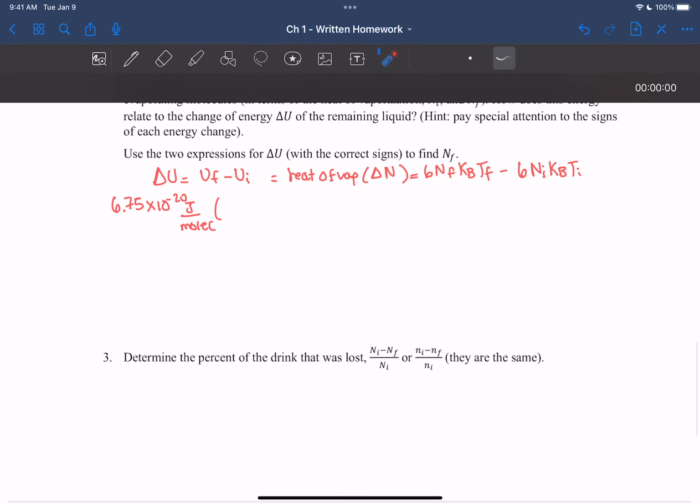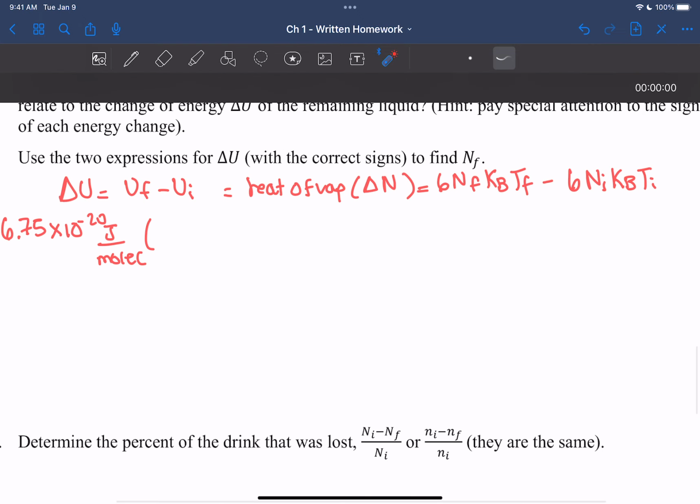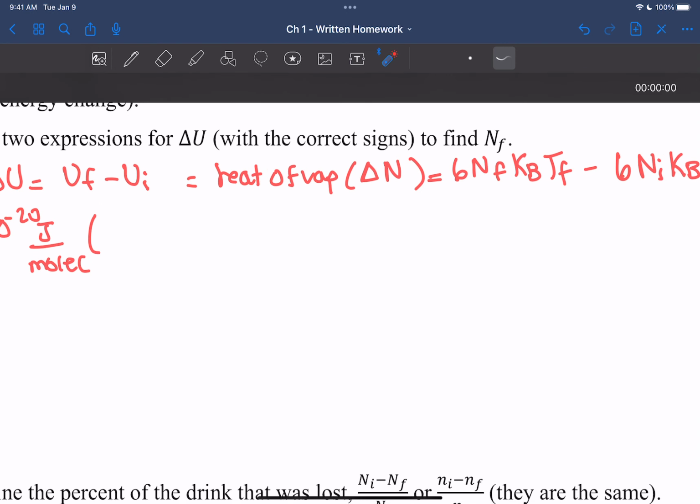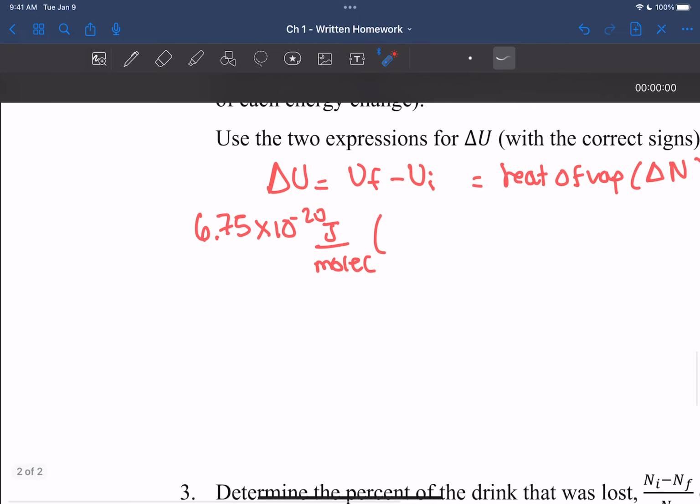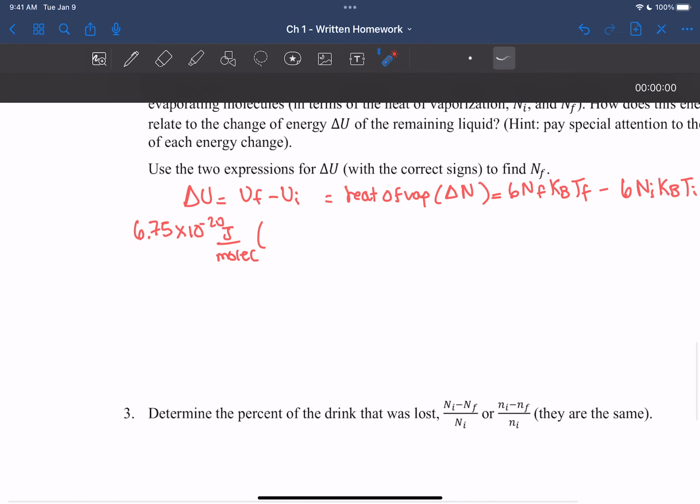Anyway, the mistake that I was saying you shouldn't make is having a double negative, basically. You can't have a heat of vaporization that's negative and then also put NF minus NI, because since there's an evaporation, there's a loss in the number of molecules, right? You go from a certain number of molecules, some of it evaporates, so you have fewer molecules at the end. This will inherently give you a negative number. If you have two negatives, you're going to end up with a positive delta U, and that's going to throw off your entire answer. That's what happened to me.